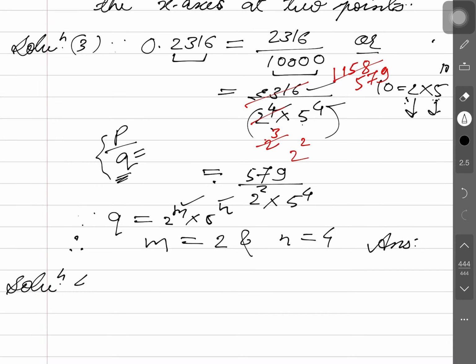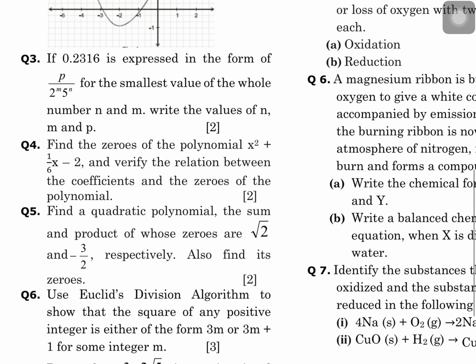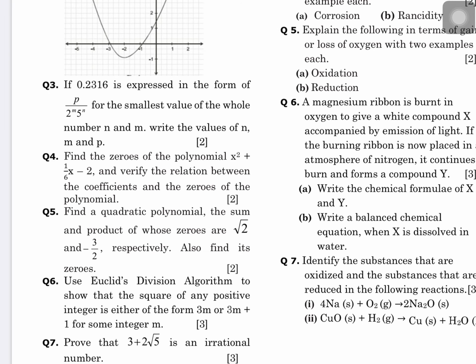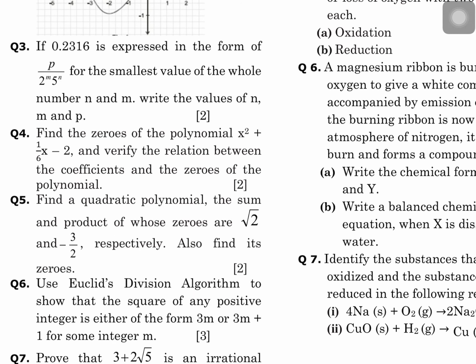See the question number 4. What is the question number 4? See on the screen, you will see your paper is there. Find the zeros of the polynomial and verify the relationship. I think these questions came from chapter number 2 that I will read later, but you have studied this concept in the 9th class. Find the zeros of the polynomial. How can we find out the zeros of a polynomial? What is the method of finding the zeros of a polynomial?